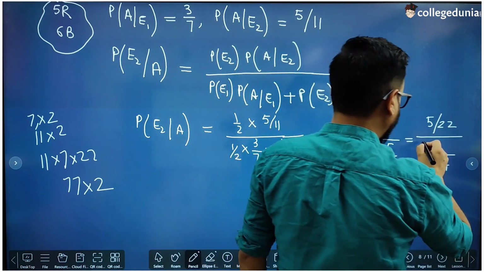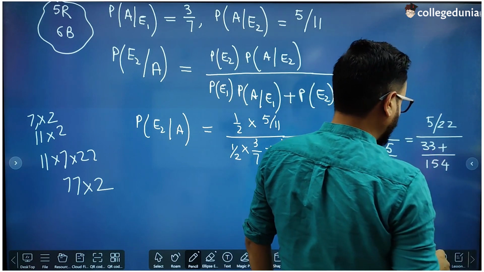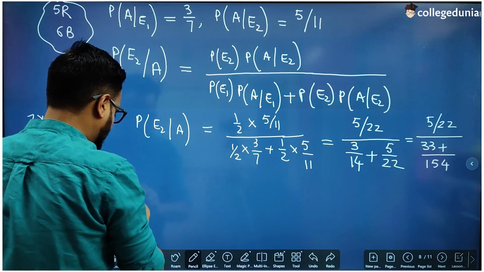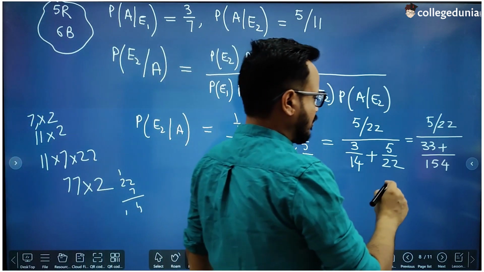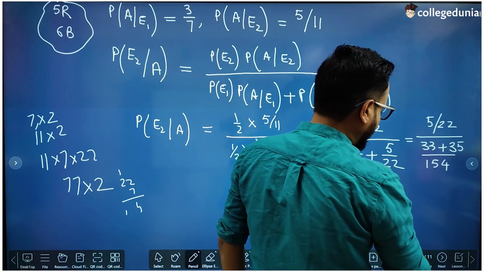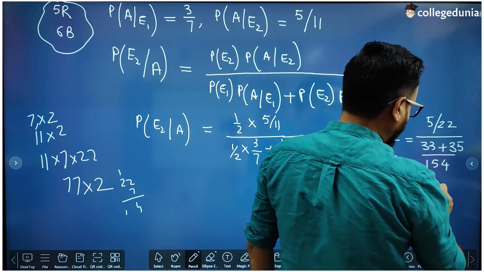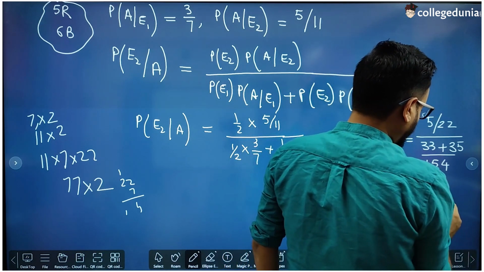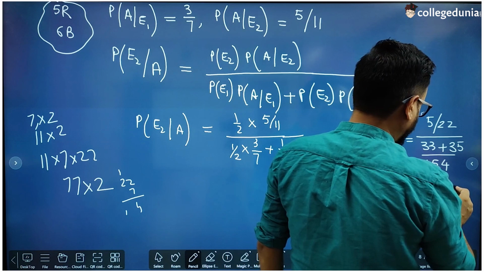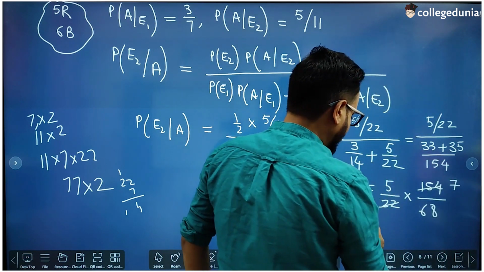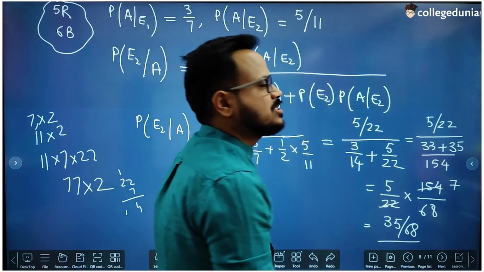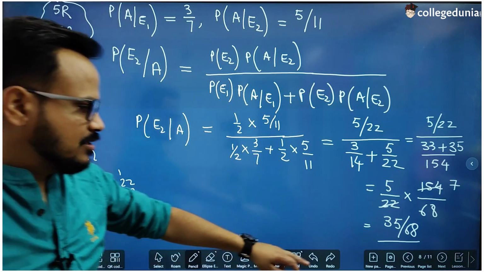Fourteen into 11, 33 plus 22 into 27 is 154, no? Yes, 22 into 7 is 154, into 5, 35. So the answer is 5 divided by 22 into 7, 35 by 68. So the answer is 35 by 68. Okay, next.